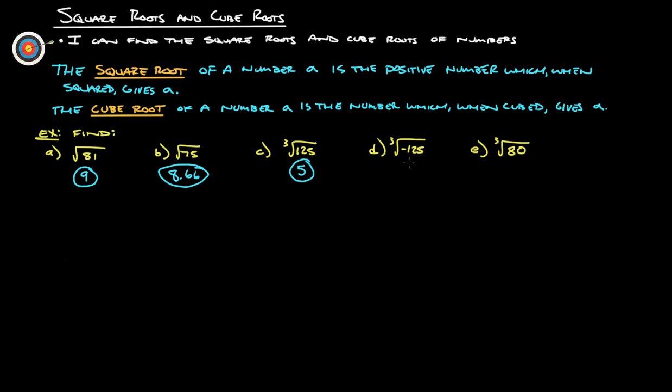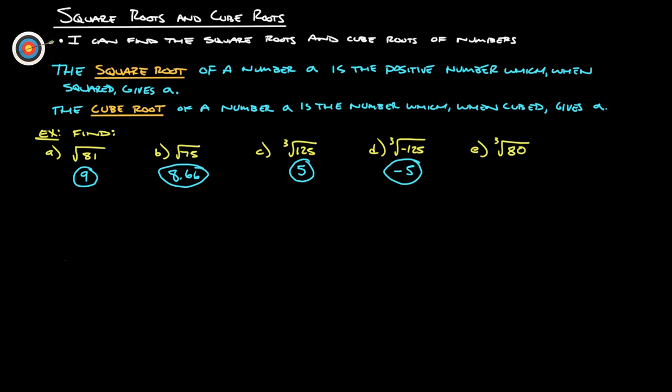Cube root of negative 125 is what times itself times itself gives us negative 125. So that's going to be negative 5 times negative 5 is 25 times another negative 5 is negative 125. You could also do that on your calculator.